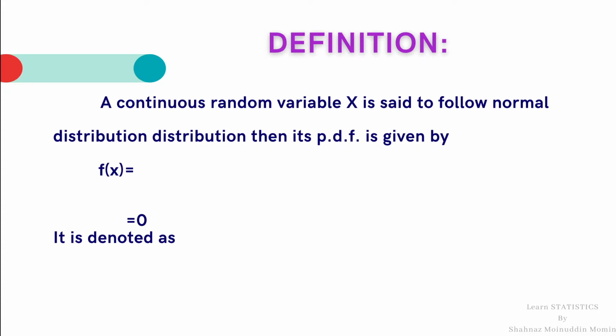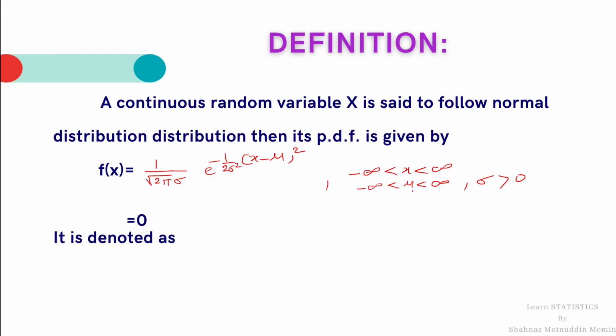A continuous random variable x is said to follow a normal distribution if its PDF is given by f(x) equal to 1 upon root 2 pi sigma, e raised to minus 1 upon 2 sigma square into (x minus mu) whole square. Here the range of x is from minus infinity to infinity, mu also takes values between minus infinity to infinity, and sigma is positive, 0 otherwise.